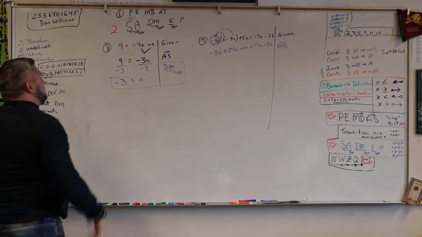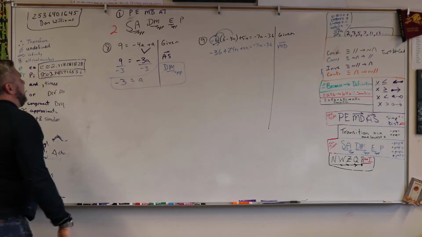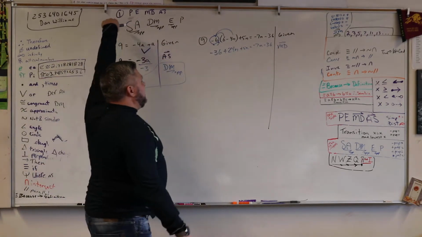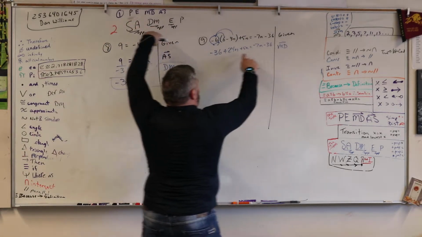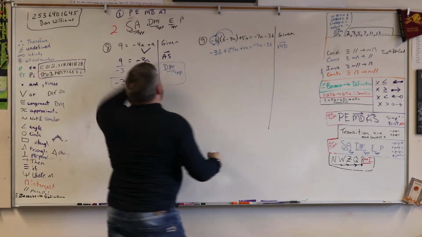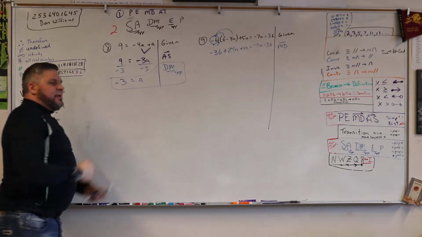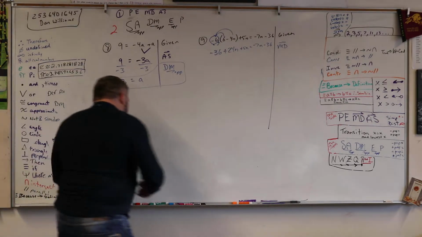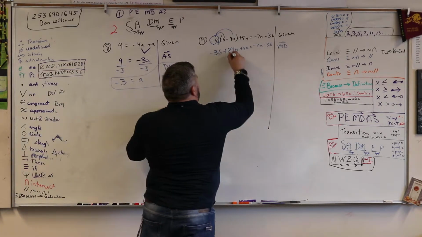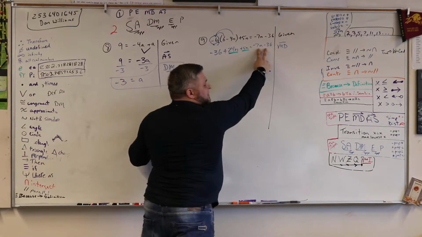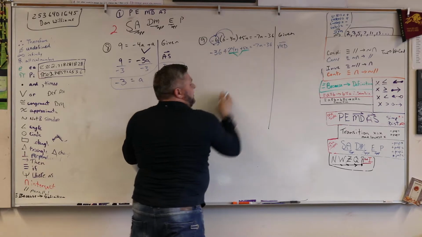Okay? Now again, we're doing PIMDOS. Is there anything I can multiply or divide? No. No. So now I go to AS. Can I add anything? Yeah. Can I add some like terms? So I have here, anything on this side? No. So I'm going to add these like terms.